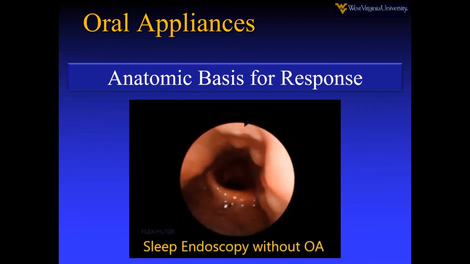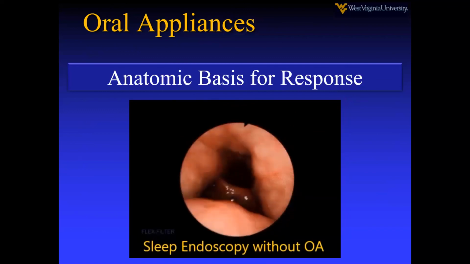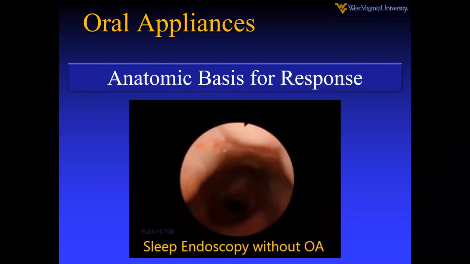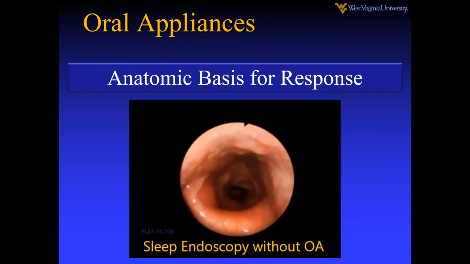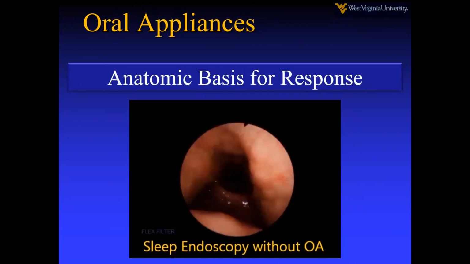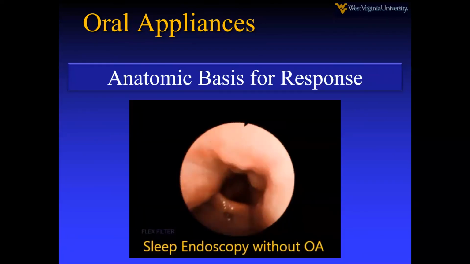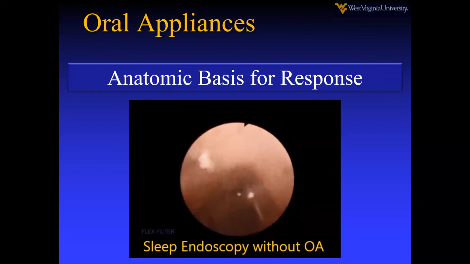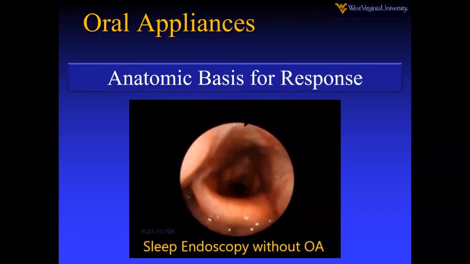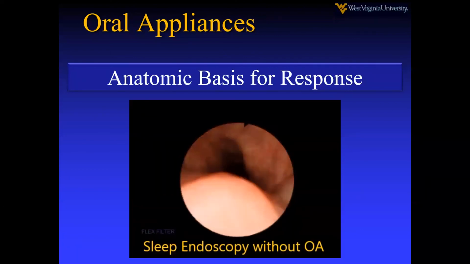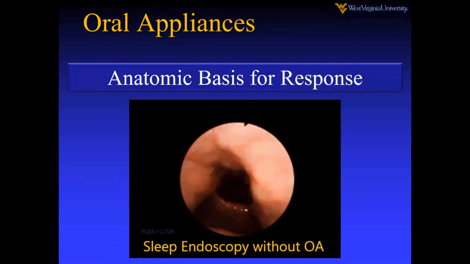And this is a patient I had. An attorney from the southern part of West Virginia came up. So we looked at his sleep endoscopy without an oral appliance. He actually had a TAP appliance that we put in during the procedure. We just lightened his anesthesia up a little bit, had him put it in, and then we looked again. So that was without the oral appliance.